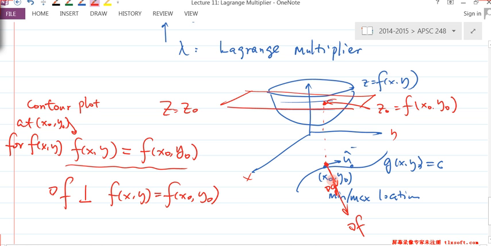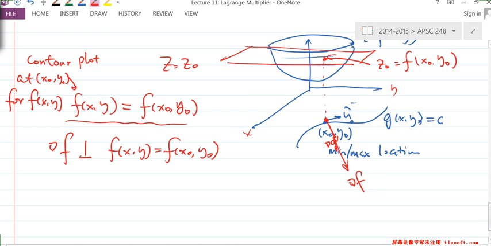So now the question comes: what would be the relationship given what we just said here? So del G is perpendicular to this one, and del F is perpendicular to this one. Now, how about these two contour plots?